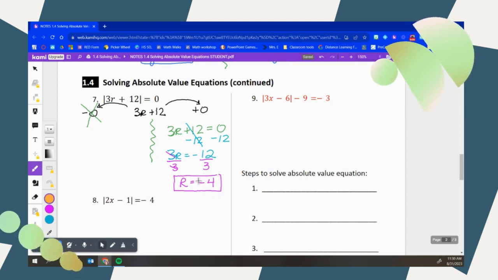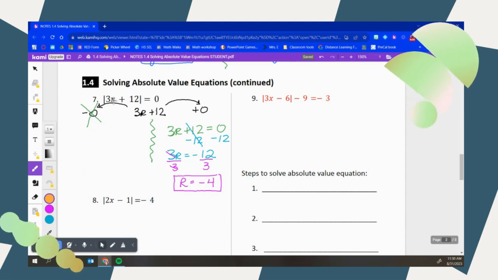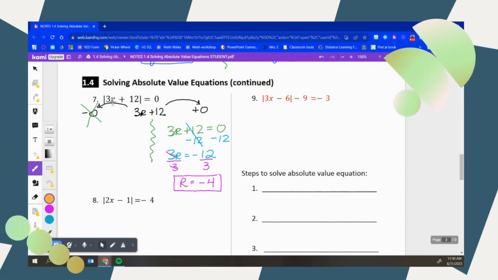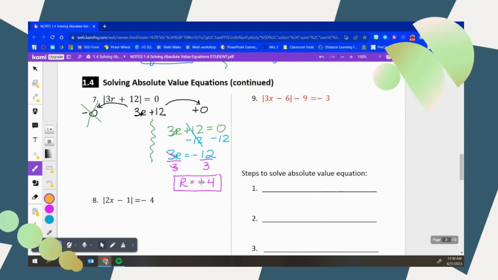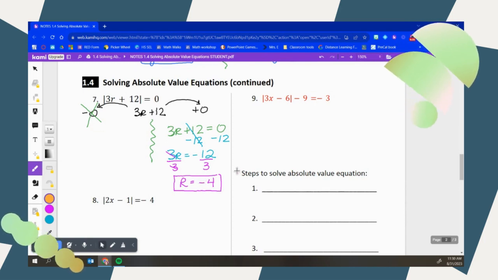Again, check it. Take that negative 4 and put it in place of the r. 3 times negative 4 is negative 12. What's negative 12 plus 12? 0. And the absolute value of 0 is 0. Making sense how to check it? Okay. So again, this is one of the situations where you're only going to have one solution.